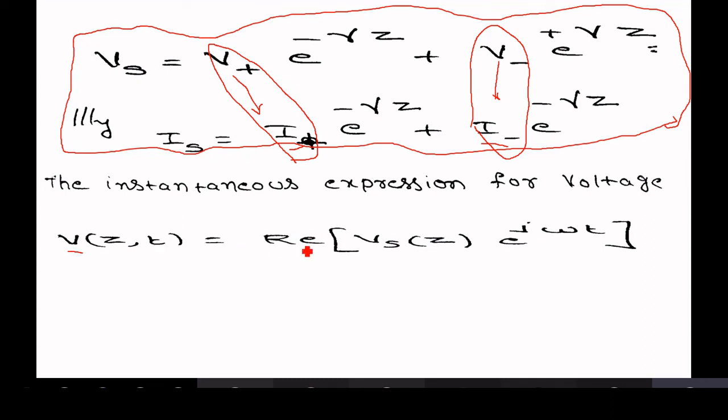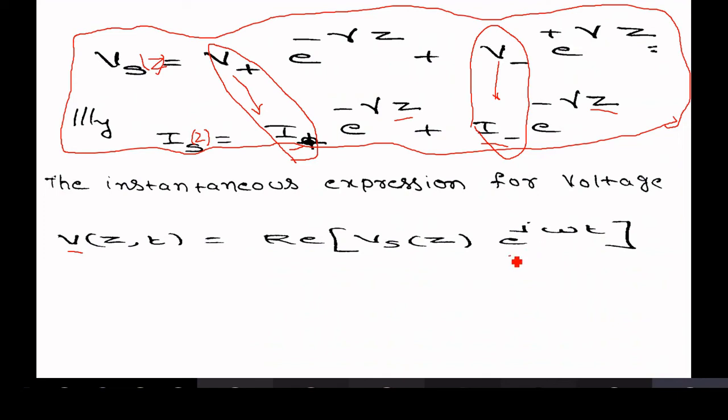That we can get by taking the real part. These two equations are in terms of z. Here Vs is depending on z, right? Similarly, current is also a function of z, because on the right hand side we have the distance term.